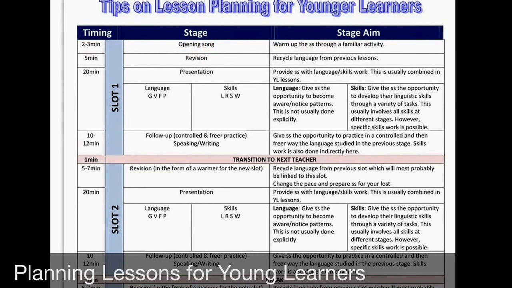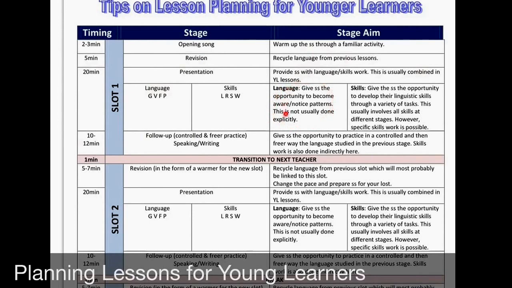Then a quick revision of what they did in the previous lesson, and then we start our presentation, which provides students with language and skills work. This is usually combined in young learner lessons. Obviously, depending on the topic that we give you in the book, sometimes you may be focusing on language, sometimes it's going to be skills. However, most of the time, skills work is integrated in the language.